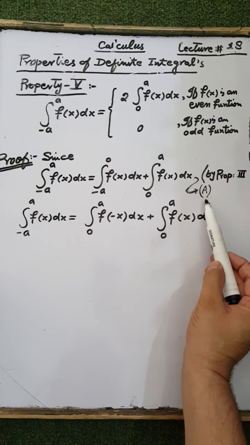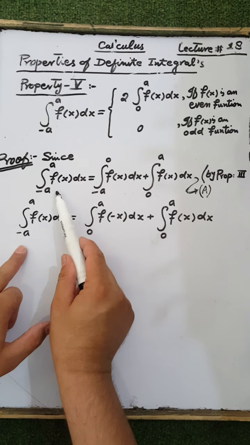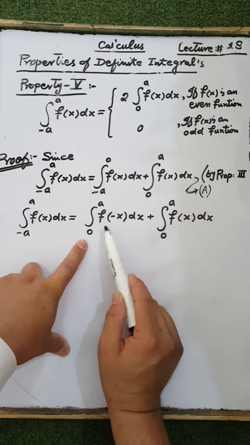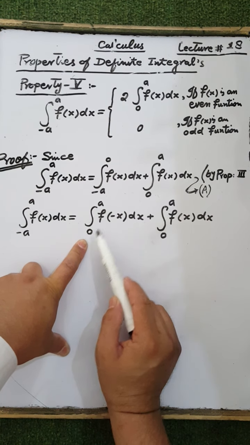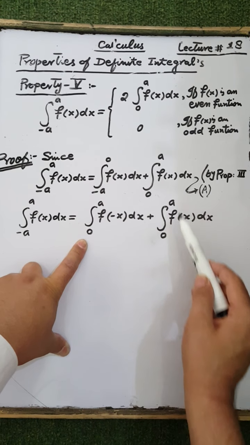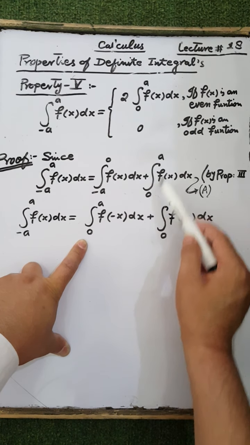therefore, equation number a implies the integral from minus a to a of f(x) dx is equal to the integral of f(minus x) dx from 0 to a. The result, this is calculated, plus the integration of f(x) dx from 0 to a. Call this equation number b.